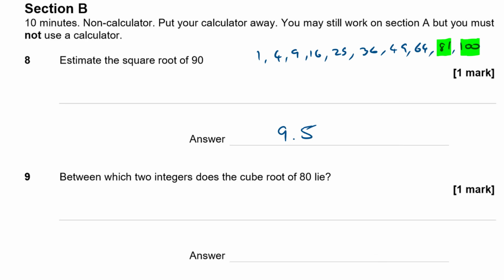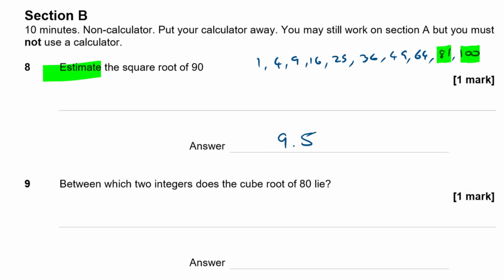Now I'm sure the mark scheme will have a range of possible answers there. And remember, we only need to estimate it, we're not calculating it exactly. So I think that will be close enough. Similarly, between which two integers does the cube root of 80 lie? Again, you should really know your cube numbers for your exam as well. So they go 1, 8, 27, 64, 125, don't they?